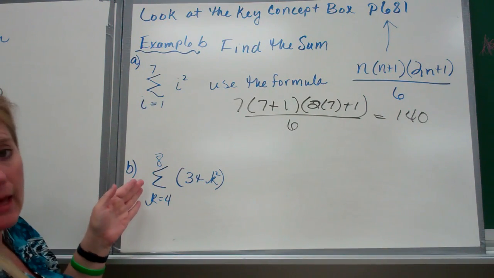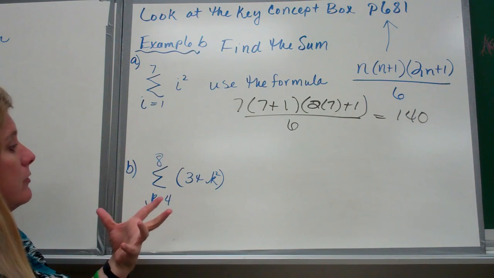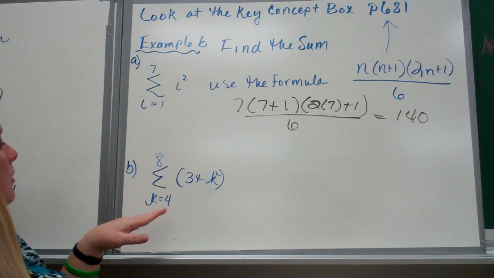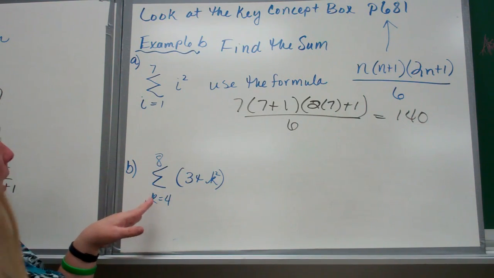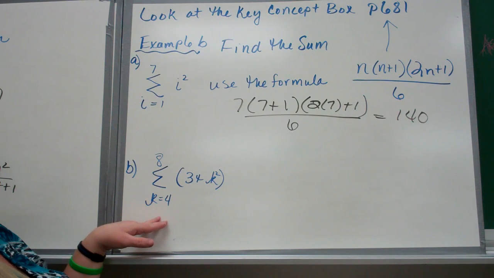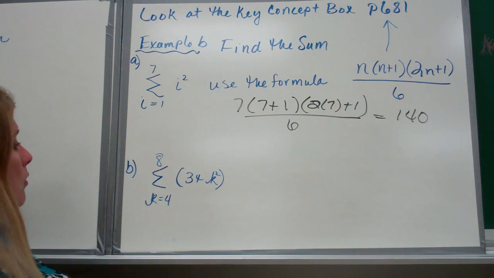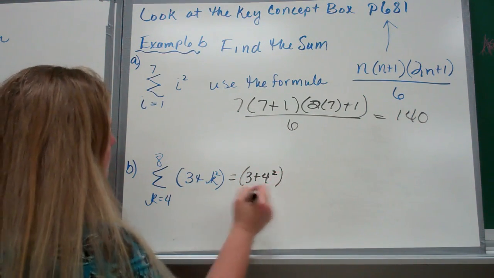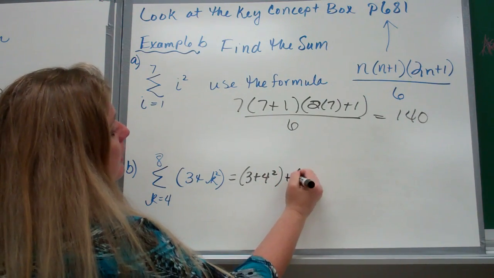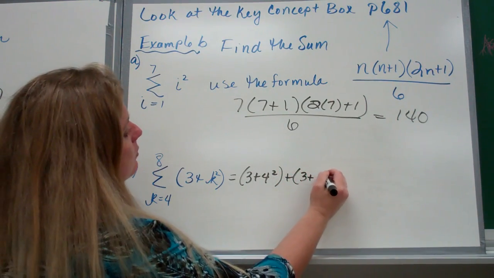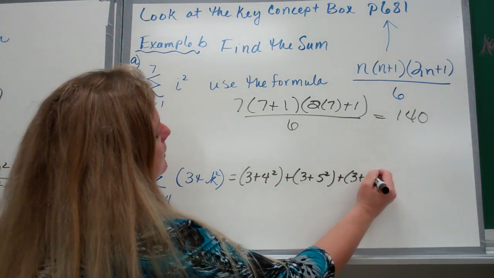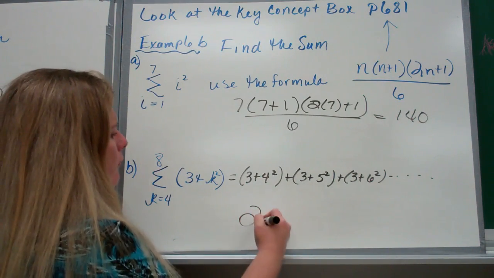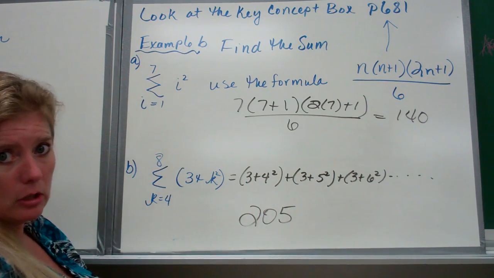This one doesn't have a special formula that we can use. We just have to actually find all the terms and add them up. But I want to point out here that we're using k instead of n or i, and we're starting at term number 4. We're not starting at term number 1. So this just means 3 plus 4 squared, because we're starting there, plus 3 plus 5 squared, plus 3 plus 6 squared, and so on and so forth. The sum, I believe, is 205. Okay, you can do that on your own.